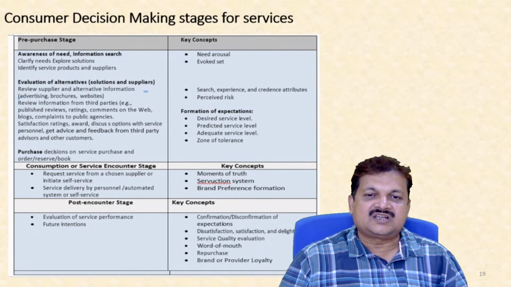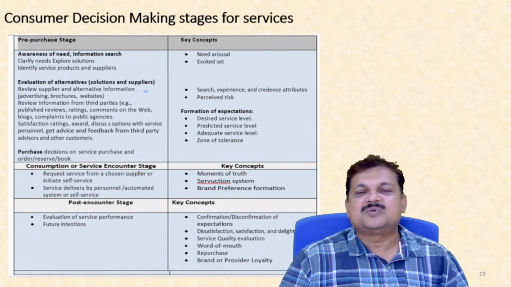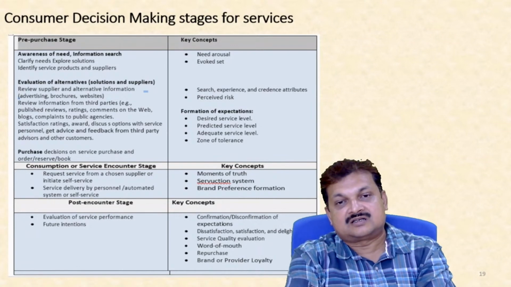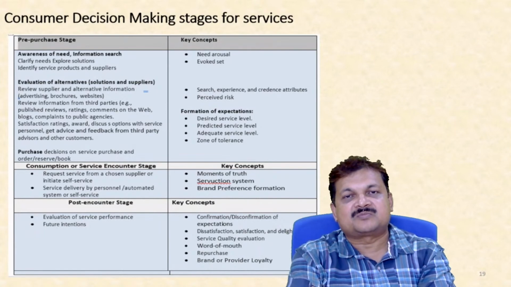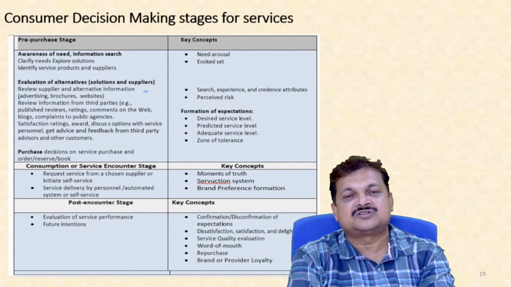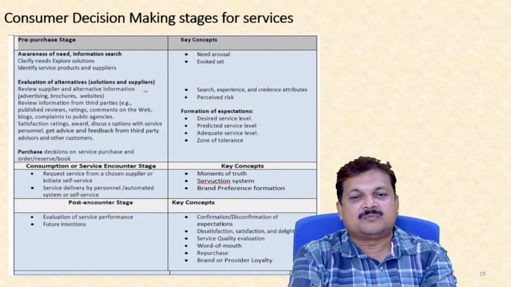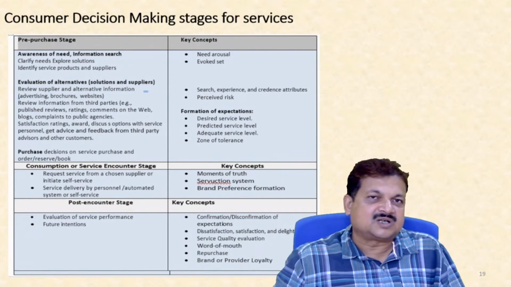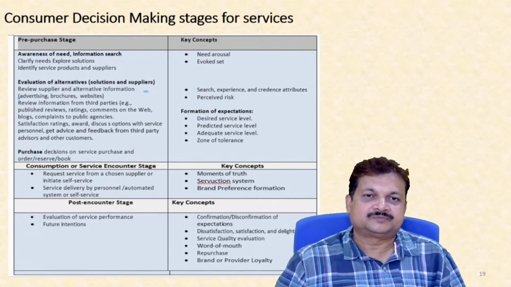Then service quality evaluation. We need to see to what extent this is better service or inferior service. Word of mouth: people are going to talk about that service, and you will definitely find that this is a good service. Repurchase: people frequently go to that particular parlor, or frequently go to that particular branch of the bank, and may say that this is a good brand. Brand or provider loyalty means how many loyal customers there are. Also you need to verify the brand image of that particular service.